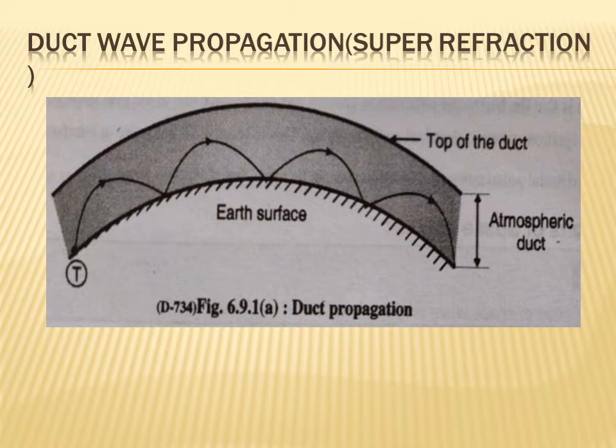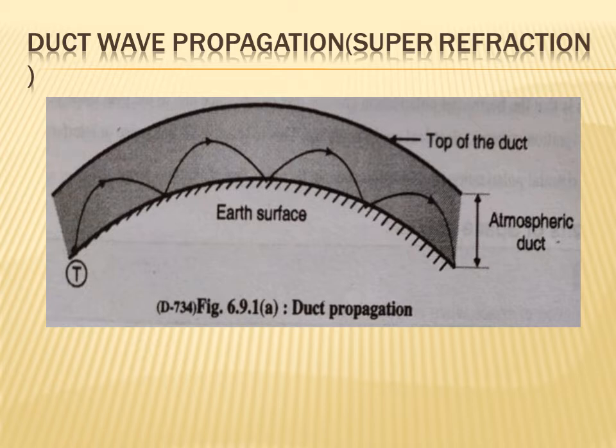The general phenomenon is that as height increases above the earth surface, air density decreases and refractive index increases. But because of some atmospheric conditions, when warm air is trapped above cold air, as height increases the refractive index decreases rapidly. Due to this reduction, microwave frequencies are completely bent back to the earth.